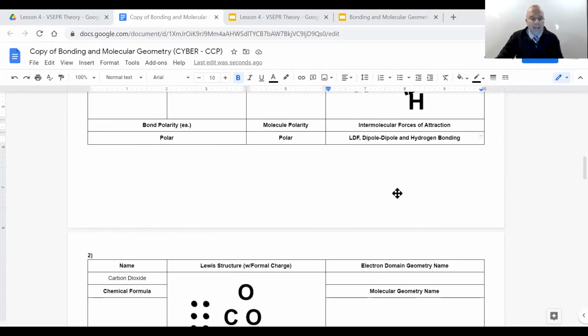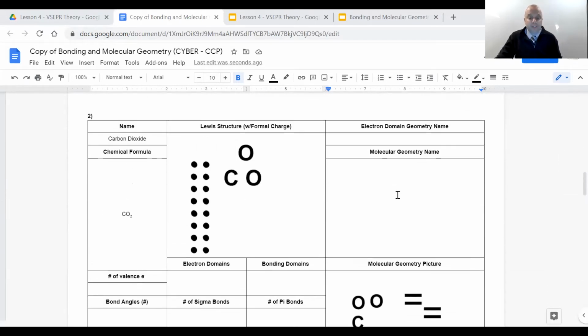Okay, let's take a look at our second problem here. This is going to be our first problem that has some double bonds in it. So let's take a look at this. First thing that I want you to do is to count up the number of electrons here. When you do that, you should get an answer of 16.